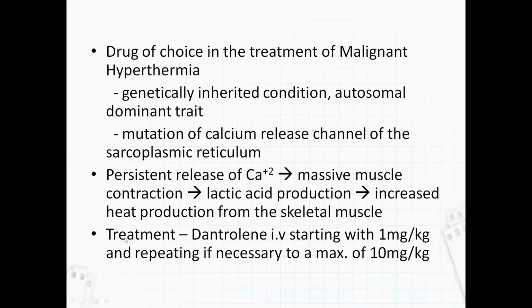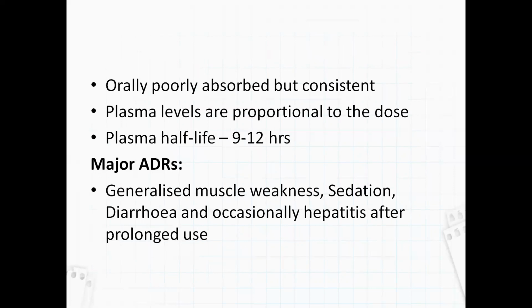So this condition should be treated immediately by dantrolene given intravenously, starting with 1 milligram per kg and repeating if necessary to a maximum of 10 milligrams per kg. This should be treated immediately. And coming to dantrolene, it is orally poorly absorbed, but though it is poorly absorbed, it is consistent, due to which the plasma levels are proportional to the dose which is given. And the plasma half-life of the drug is 9 to 12 hours.